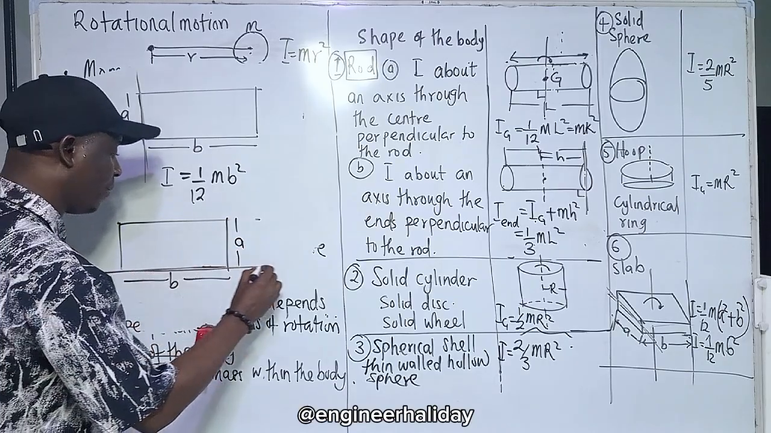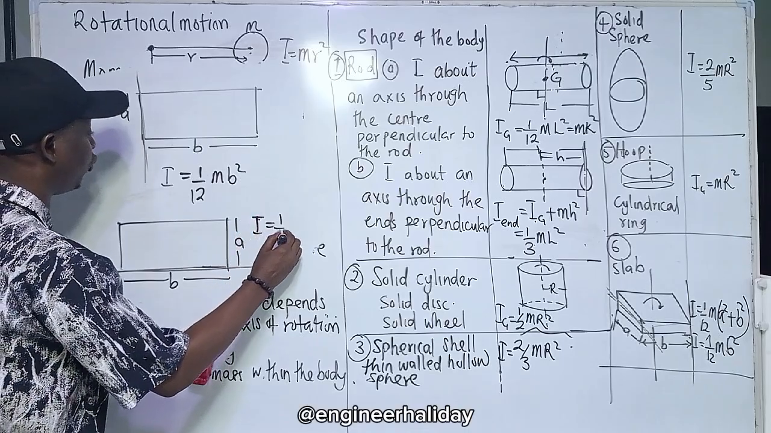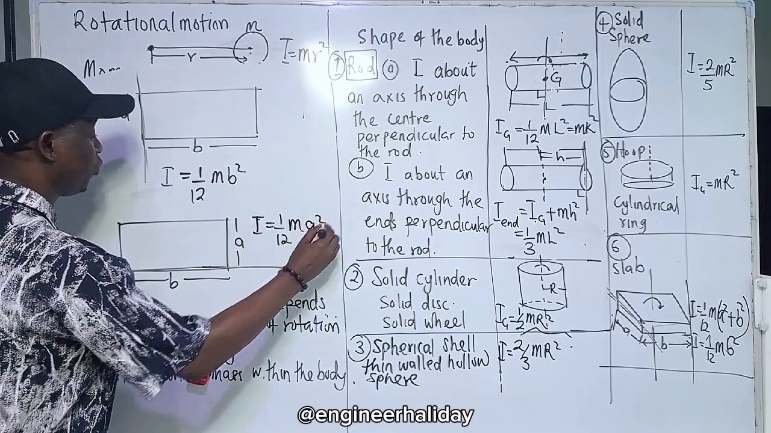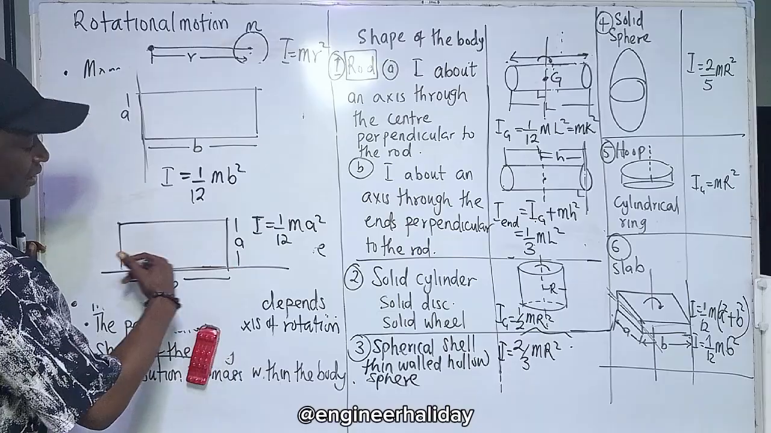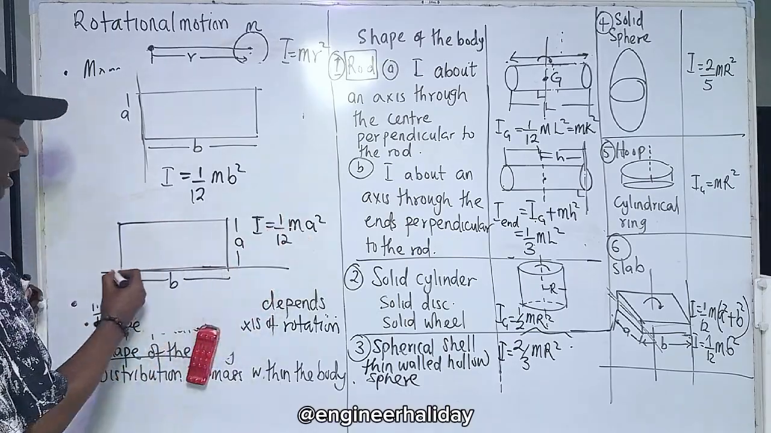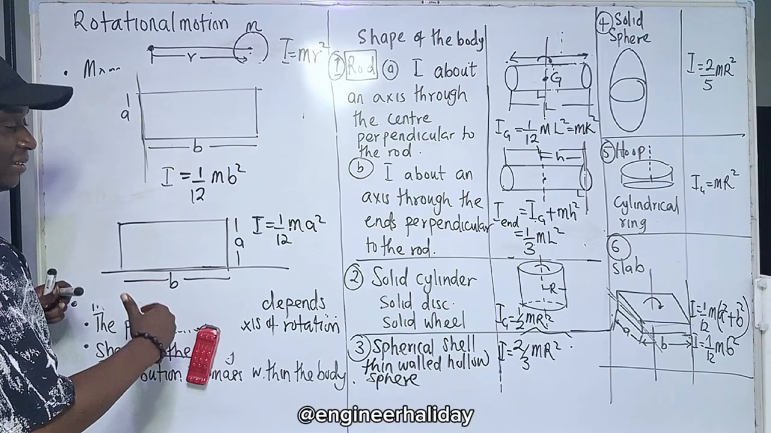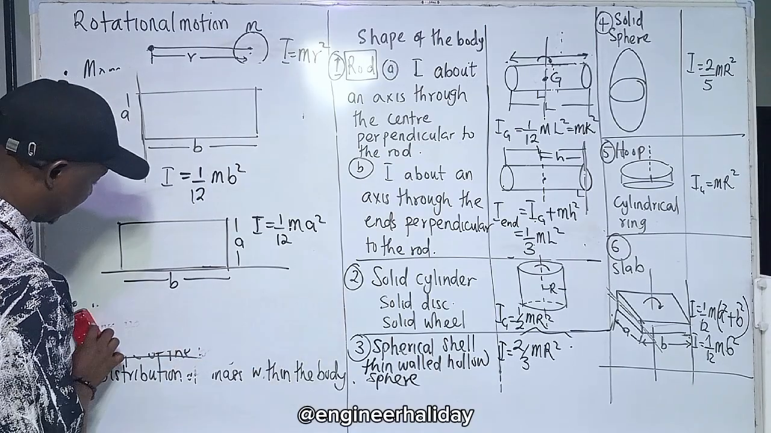So I want to calculate the moment of inertia about this end. It now becomes I equal to 1/12 ma², because it's like you have fixed this end. So here will be ma², because this line is parallel to this b side, it must be a perpendicular axis to what we are considering.